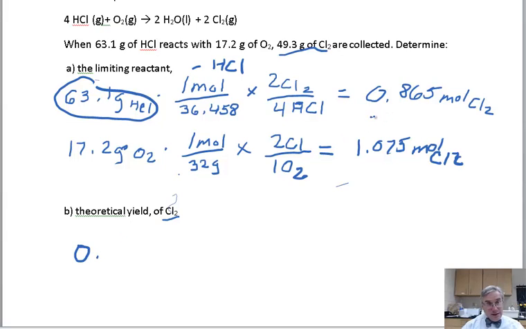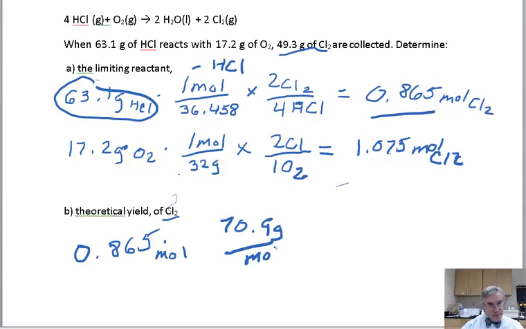That's right here. So we're going to take that number, 0.865, and we're just going to multiply that by the molar mass of chlorine gas. So that's moles. All right, and we're going to multiply it by the molar mass of chlorine gas, and the molar mass of chlorine gas, Cl2, is 70.9 grams per mole of Cl2.